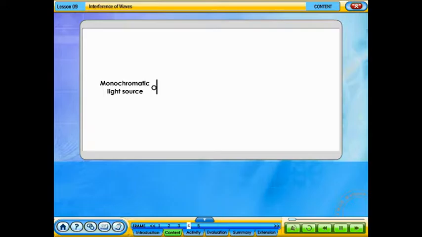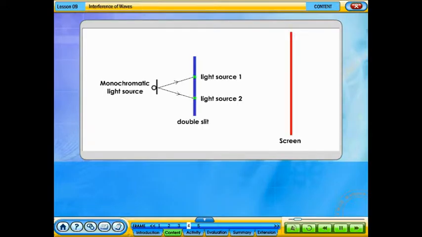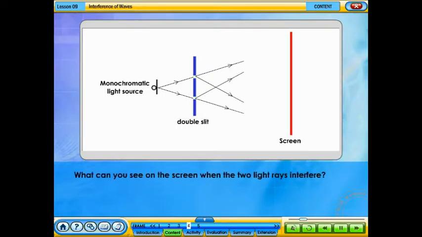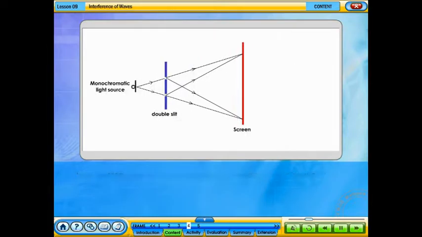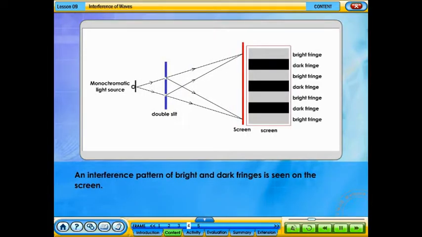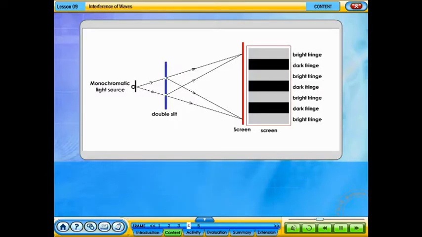A monochromatic light source and a double slit are arranged to produce two coherent light sources, 1 and 2. What can you see on the screen when the two light rays interfere? An interference pattern of bright and dark fringes is seen on the screen. How is this pattern formed?